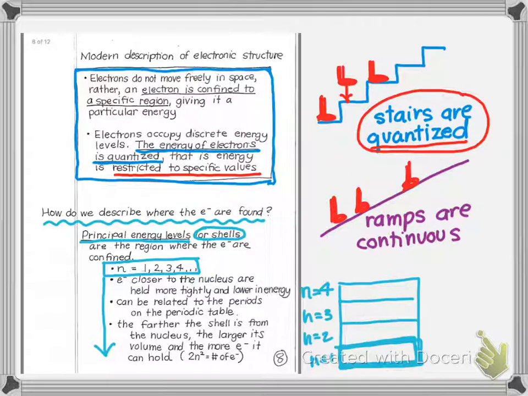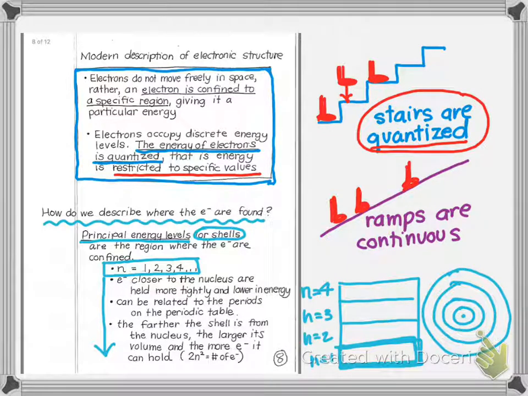Number 3, the farther the shell or energy level is from the nucleus, the larger its volume and the more electrons it can hold. So again, this is not how electrons really are, but let's think of it as a circle instead of a rectangle there.